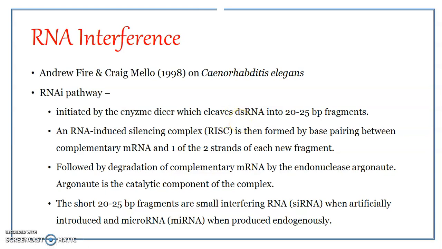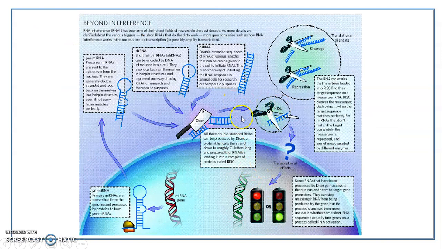And one of the two strands of each fragment acts as a guide strand, and this guide strand is incorporated into the RNA induced silencing complex, also known as the RISC complex. Okay, RNA induced silencing complex. Fine. Now you can see over here the two strands. It is double stranded; the Dicer protein creates double-stranded RNA molecules of 20 to 25 base pairs length.